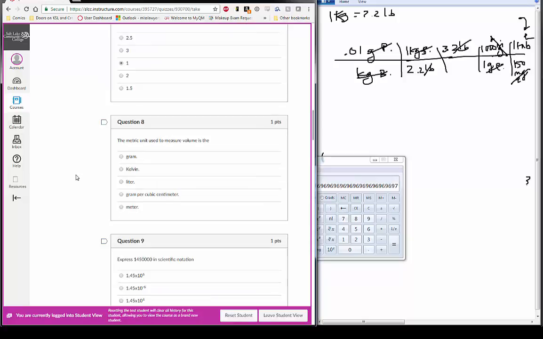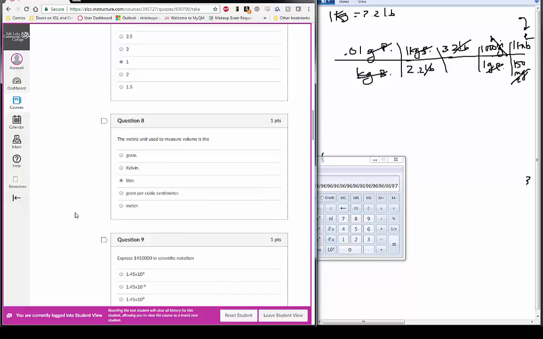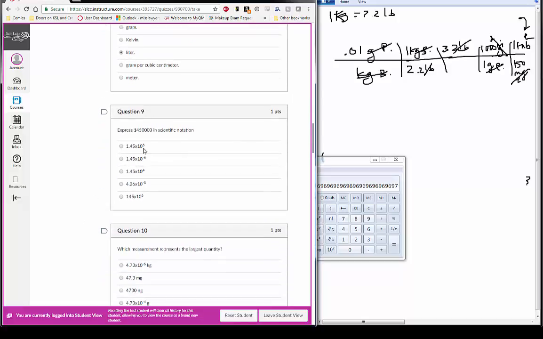Next, the metric unit used to measure volume is the liter. The gram is the metric unit for mass. Kelvin would be for temperature. Gram per cubic centimeter is density and meter is distance. Converting this to scientific notation, if I put a decimal point here and I move it over, I'm going to move it over by 1, 2, 3, 4, 5, 6. So that is 1.45 times 10 to the 6th.